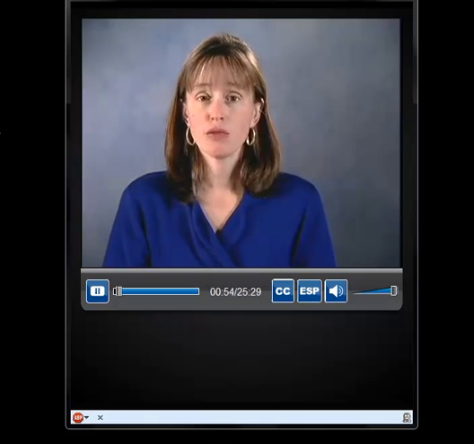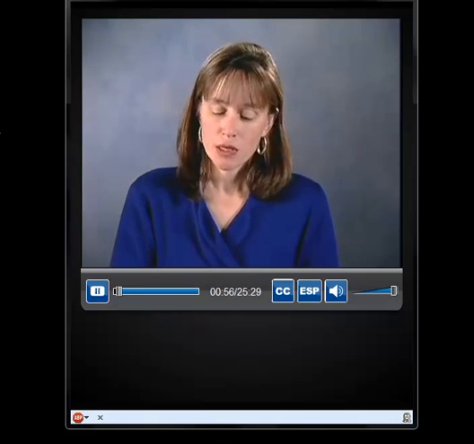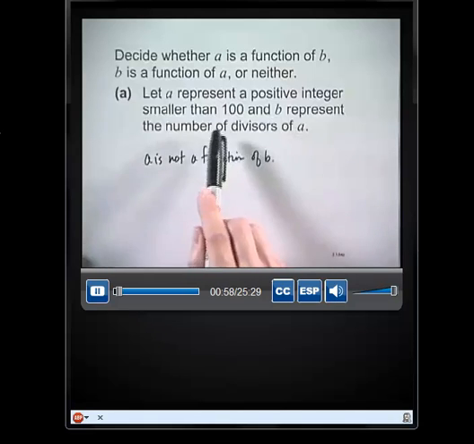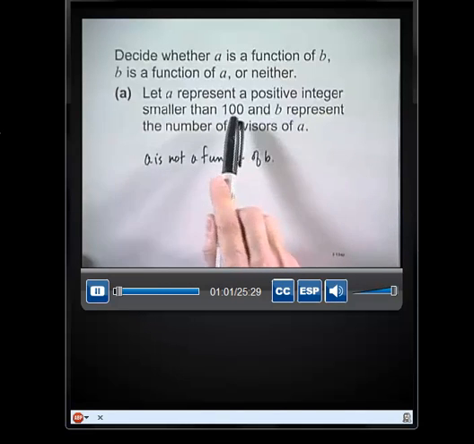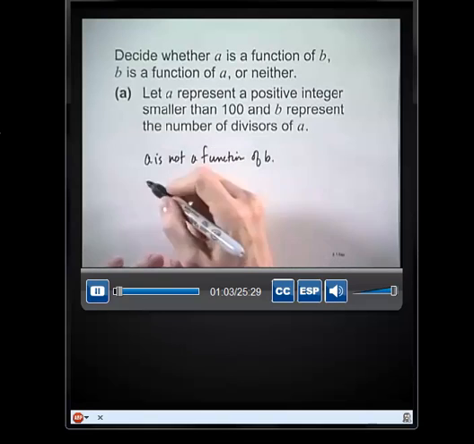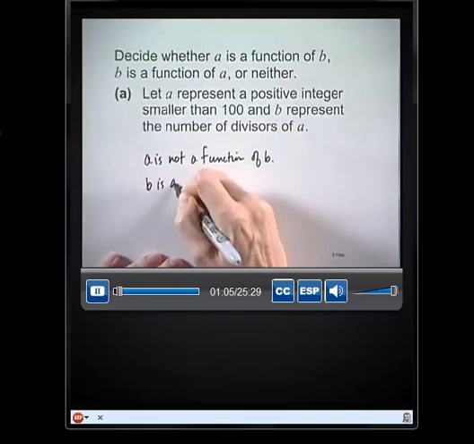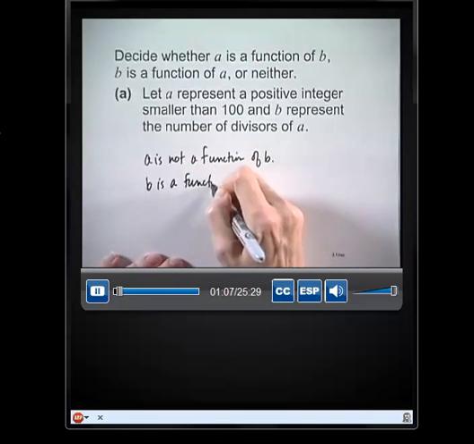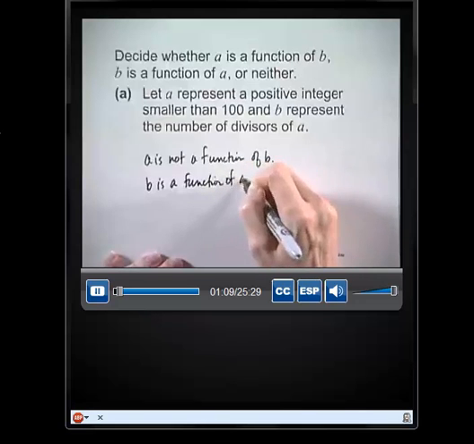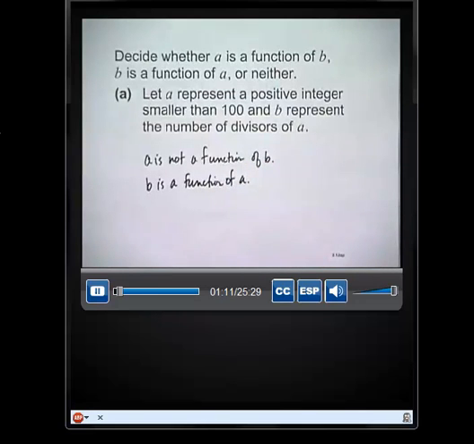Now, let's decide if B is a function of A. Since B is the number of divisors and A is the number, B does depend on what number we're talking about. So we can say B is a function of A. Let's look at another example of the same type.